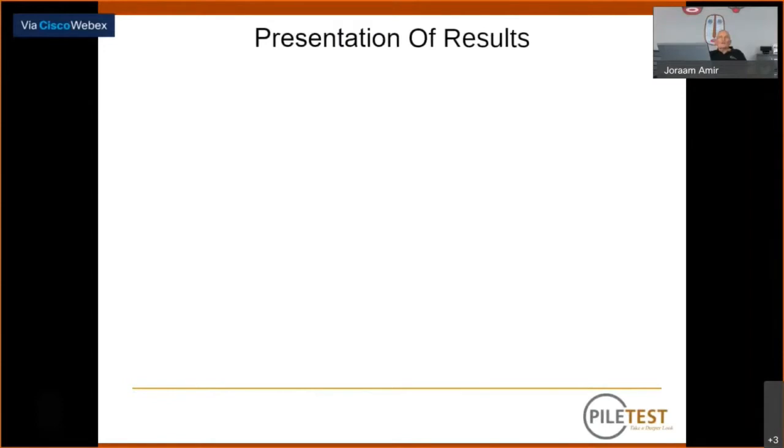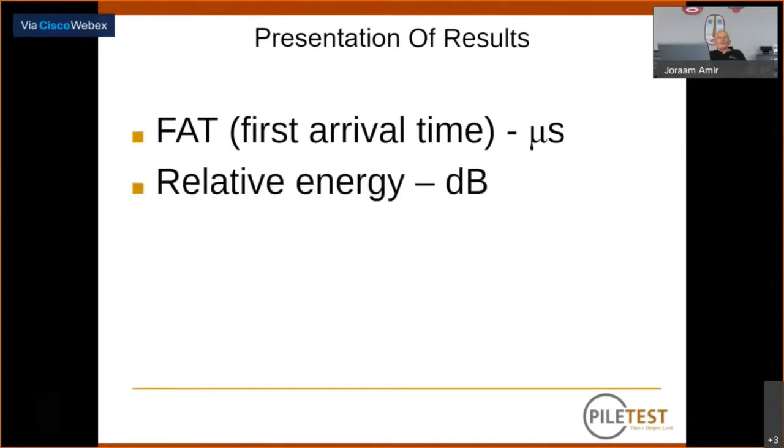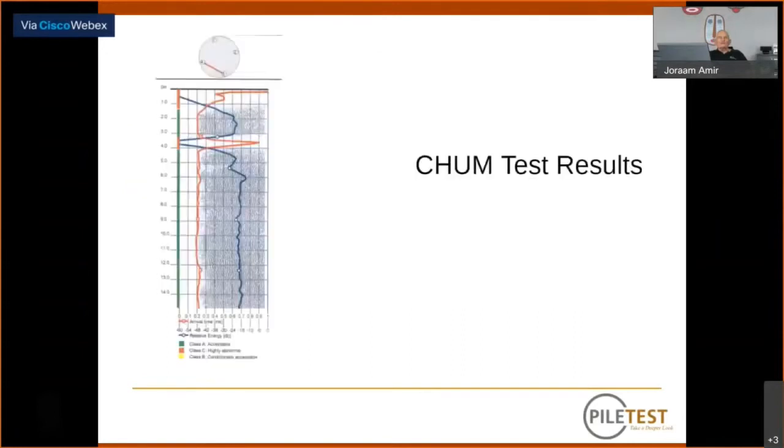How are the results presented? First of all, as I said, the FAT in microseconds. The relative energy, an important parameter. We can calculate immediately the apparent wave speed if we take the separation of the tubes and divide by the time. And we have the waterfall presentation. All these are requirements of the ASTM standard.